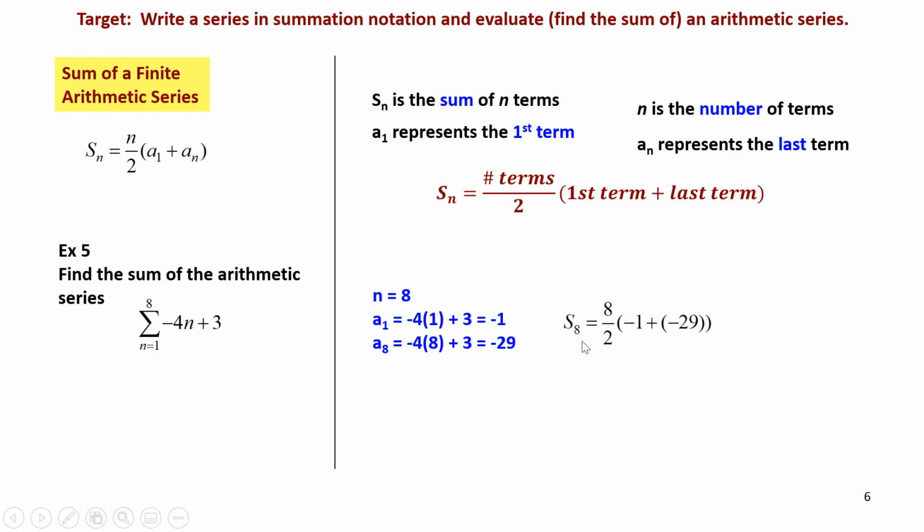And then I'm simply going to place them in my formula. The sum of 8 terms equals 8 over 2, so I've got 4 pairs, okay? And my first term was negative 1, my last term was negative 29. If you add those together, you get negative 30. So really what we're going to end up with is 4 sets of negative 30. That's what we've got here, ladies and gentlemen. And we get negative 120. All right?